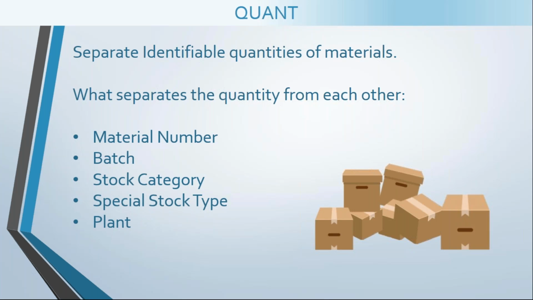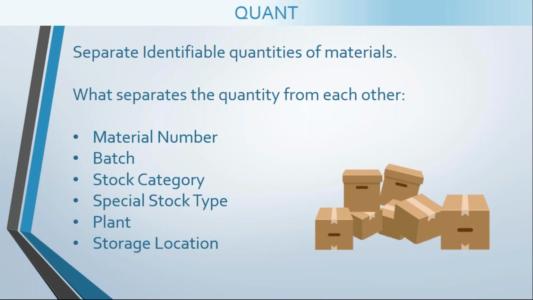But then you cannot mix them up because they belong to different plants. So even if the material is the same and everything else is also the same, but they belong to different plants, you have to keep them separate. So this is also one of the criteria to separate the stock. And the last level is also the storage location.